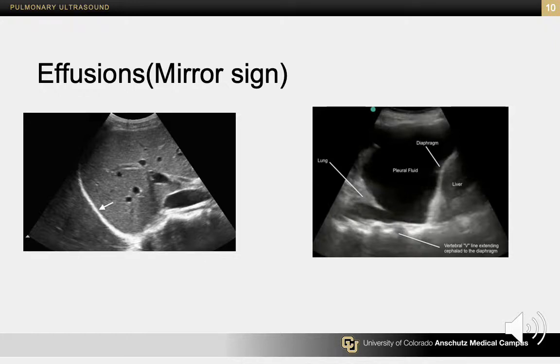This one's a little bit less specific than the spine sign that we'll talk about on the next slide, but as you can see on this right-hand image, you're also seeing what looks like positive spine sign as well.